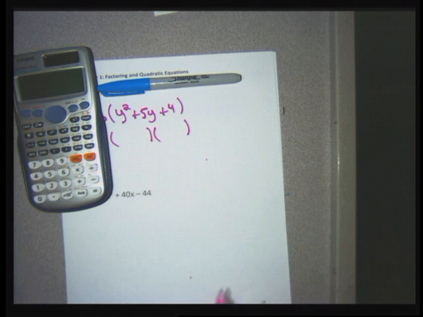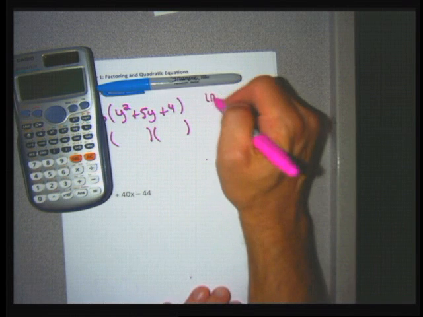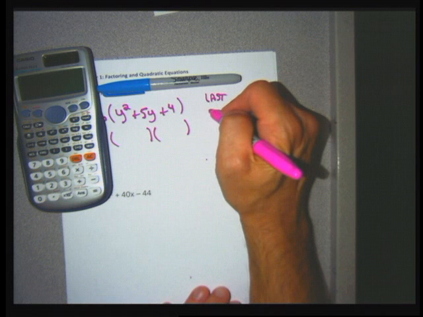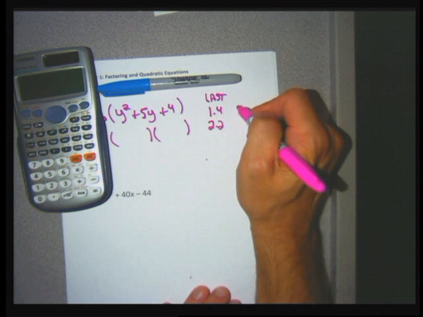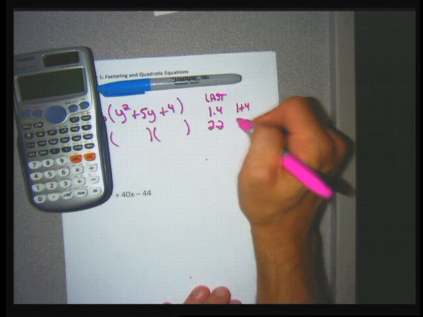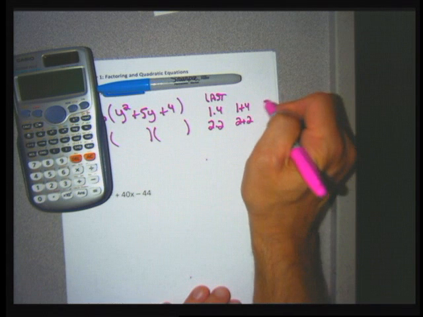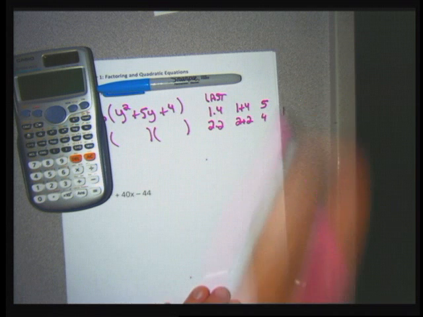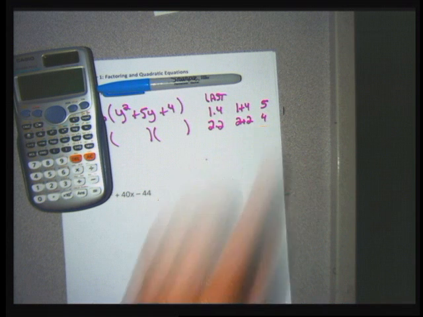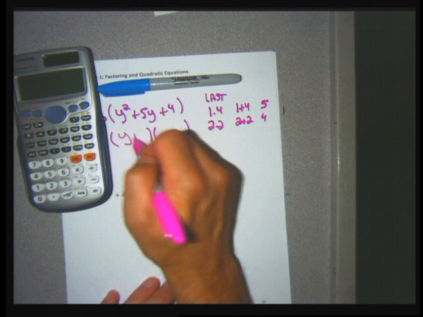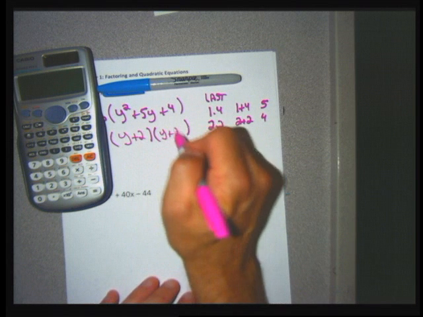And that I can do pretty quickly because my lasts have to multiply to be 4. They can be 1 times 4 or 2 times 2, which means they could be a 1 plus 4 or a 2 plus 2. A 1 plus 4 would be a 5, a 2 plus 2 would be a 4. I need to get this pair, which is the 2 and 2. So I'm going to make this y plus 2 and y plus 2.